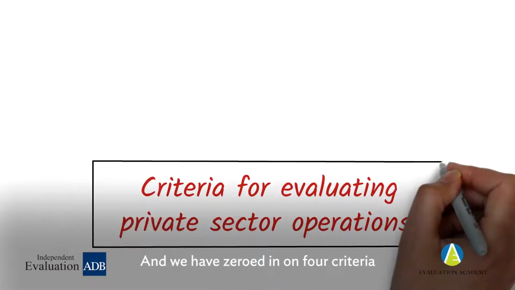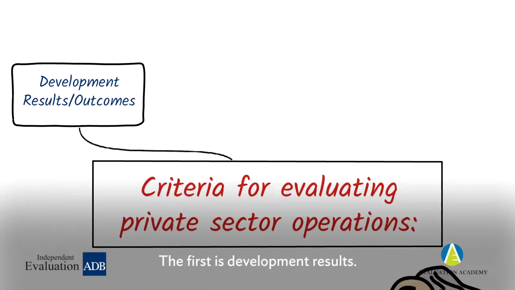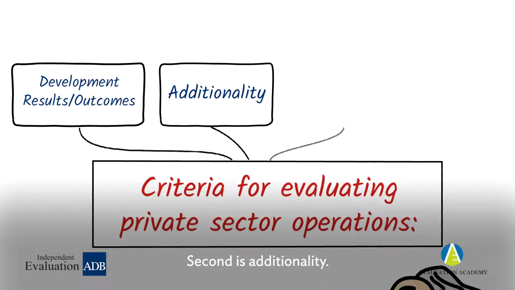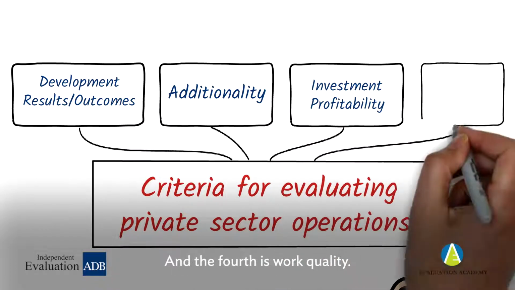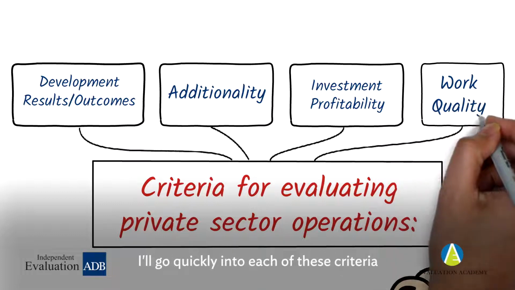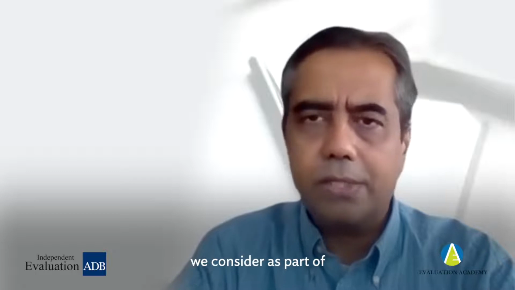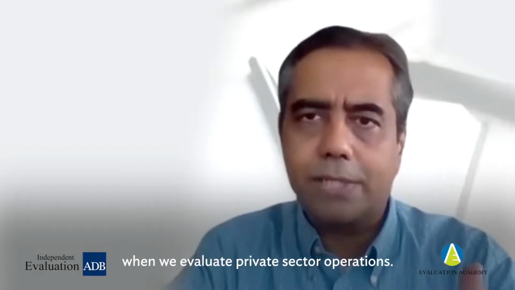And we have zeroed in on 4 criteria for evaluating private sector. The first is development results. Second is additionality. Third is investment profitability. And the fourth is work quality. I'll go quickly into each of these criteria and give you a flavor of what we consider as part of each of these criteria when we evaluate private sector operations.